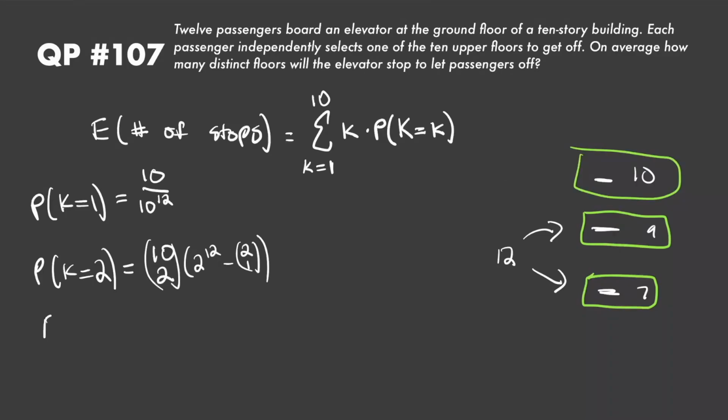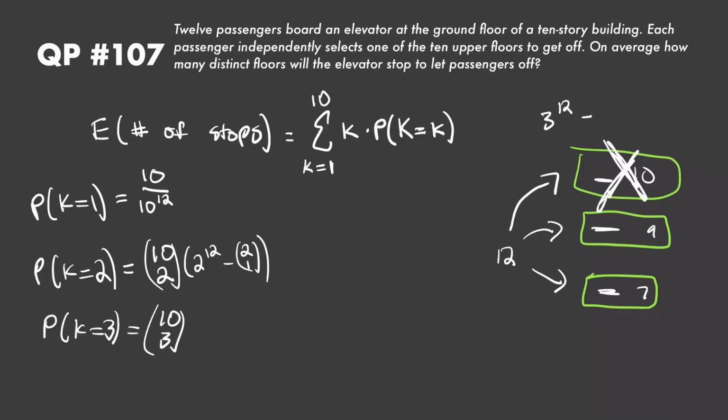Now you can see the pattern for the probability that k is equal to 3. Well, I'm going to choose 3 of my floors that people are going to stop at. And then for each of these combinations, I need to distribute my 12 people to these floors such that they're all non-empty. So I have 3 to the power of 12 total ways to do that. And now I need to subtract off the cases where at least one is empty. So inclusion exclusion again, I subtract the cases where only one is empty. There are 3 choose 1 ways for me to choose the empty floor.